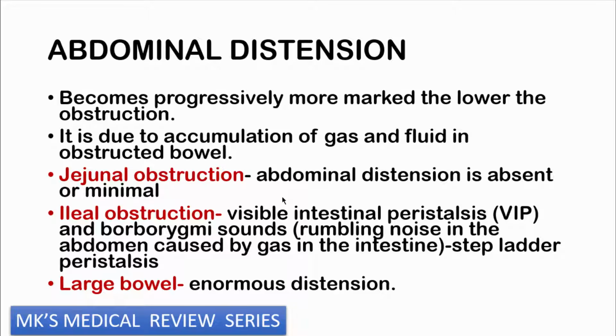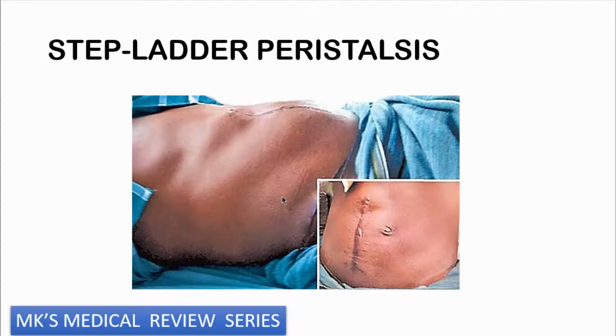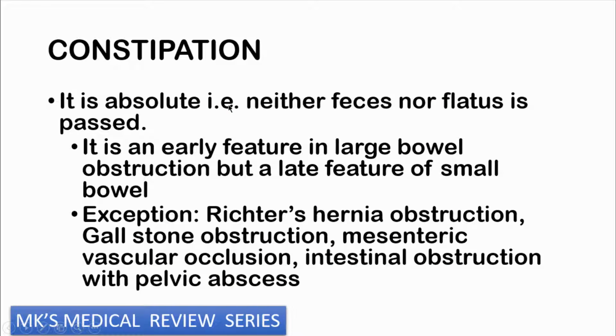Then you may also get characteristic sounds from the bowel, known as borborygmi. This is simply a rumbling noise in the abdomen caused by the gas in the intestines. You may also see stepladder peristalsis. I'll show you a picture in the next slide. With the large bowel, it usually tends to be enormous distension. So here's the stepladder peristalsis that you can see here. As you can see, there is this stepladder where the bowel is actually contracting.